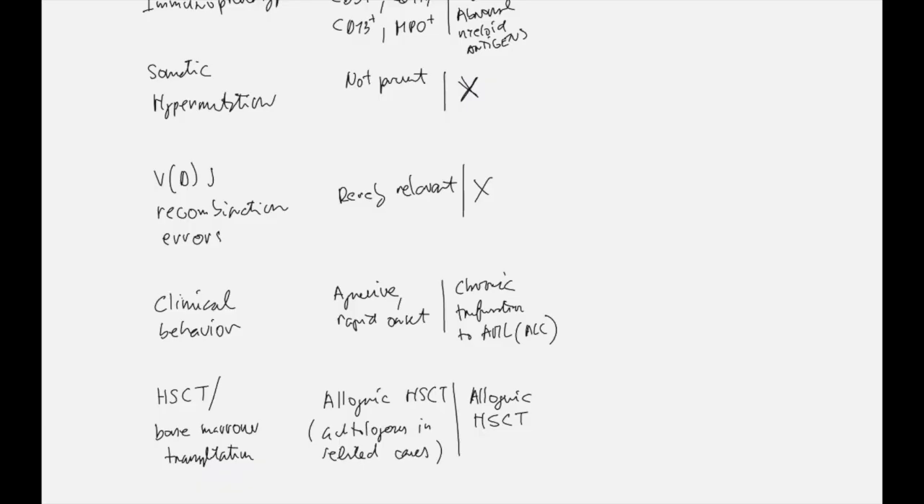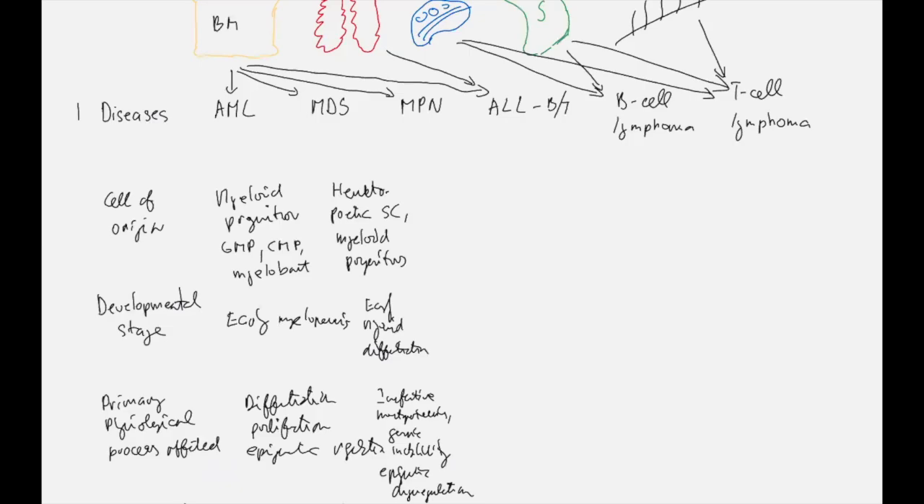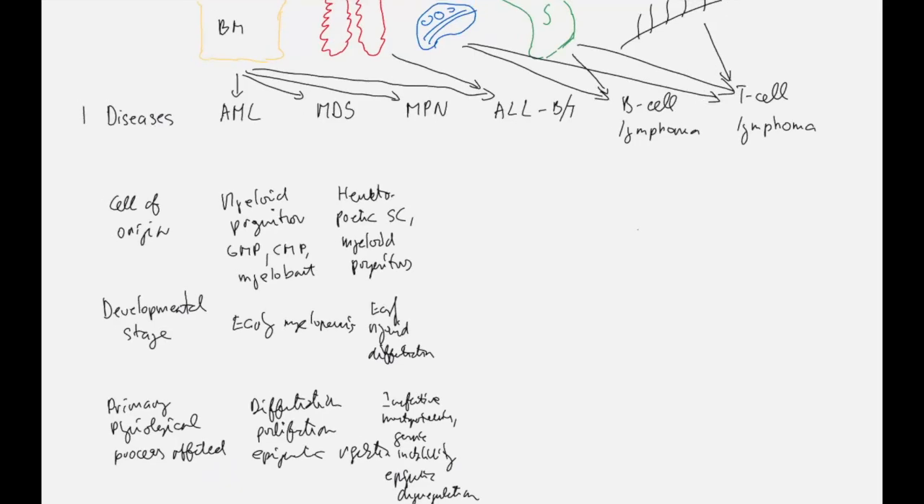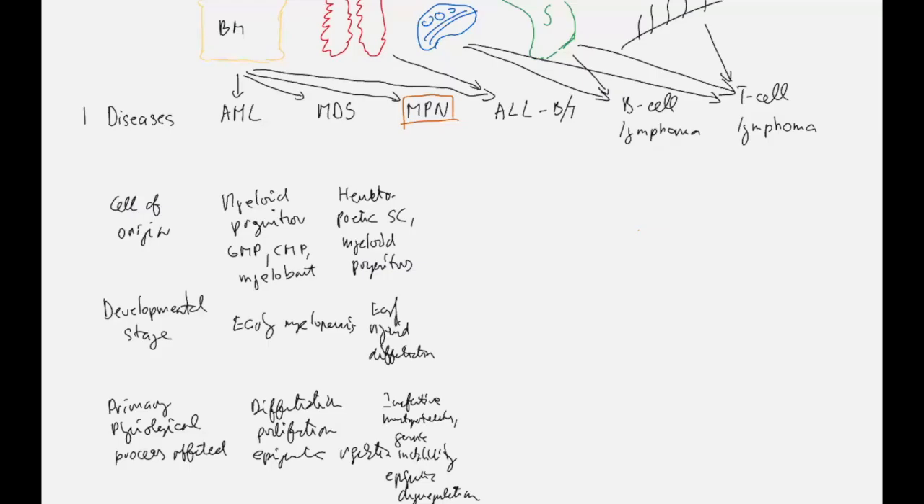And let's get to the next one, which is myeloproliferative neoplasms. I'm going to change the color to make it more fun. So let's do the myeloproliferative neoplasms. Typically, the cell of origin over here is a hematopoietic stem cell or early myeloid progenitor. And over here, we got those four entities: chronic myeloid leukemia, essential thrombocythemia, polycythemia vera, and primary myelofibrosis.